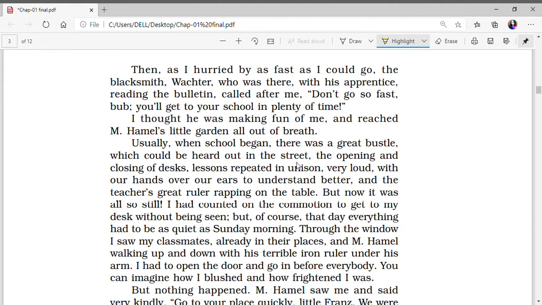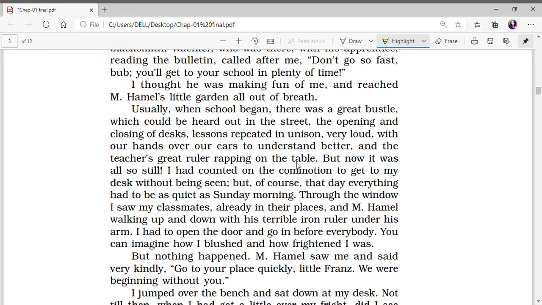I thought he was making fun of me. Who is thinking that the watcher is making fun of him? Yes, the child. And what's the name of this child? His name is Franz. And I reached Mr. M. Hamel's little garden all out of breath. So he might be running so fast that when he reaches Mr. M. Hamel's place, he is just all out of breath.